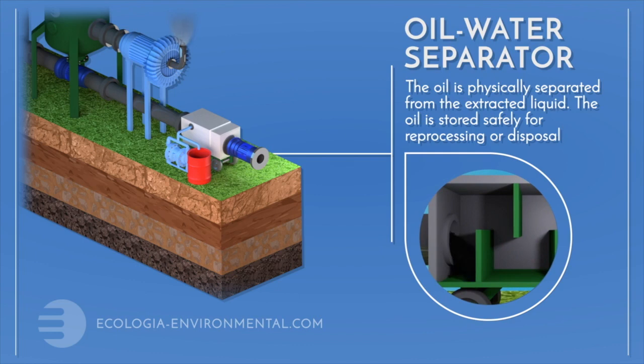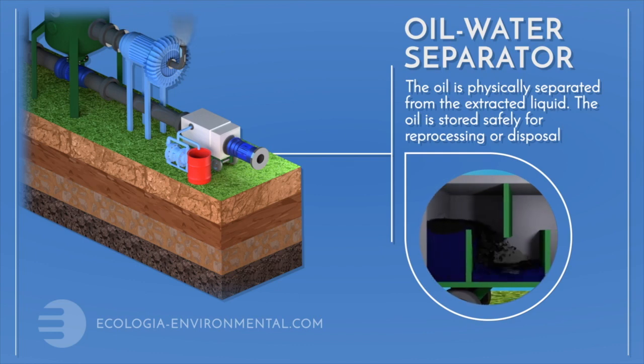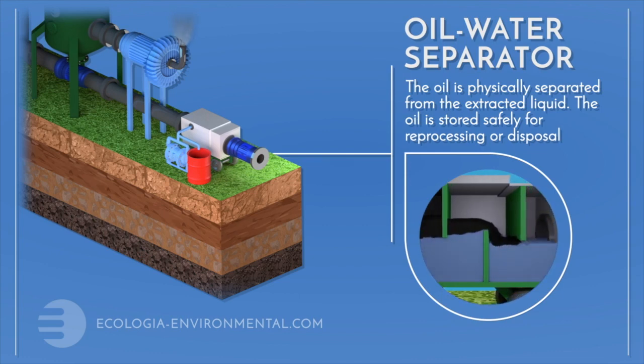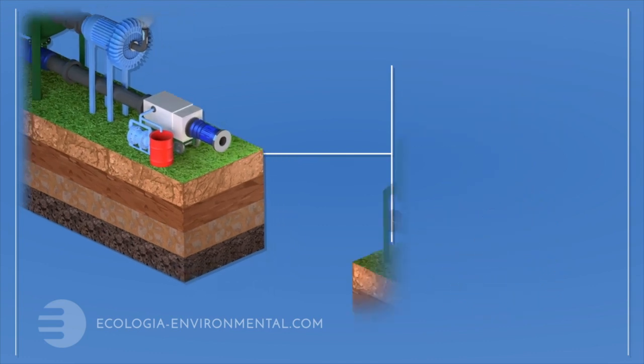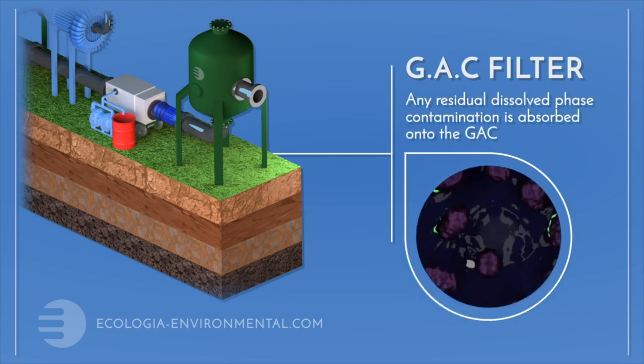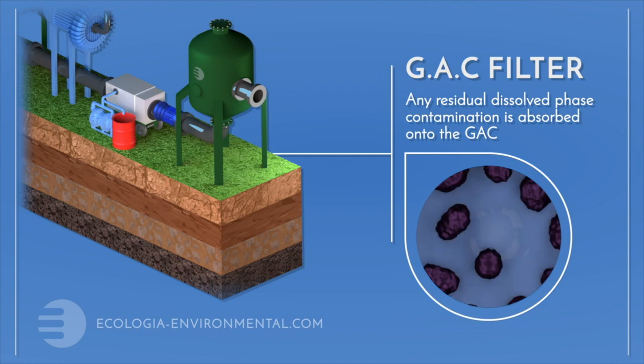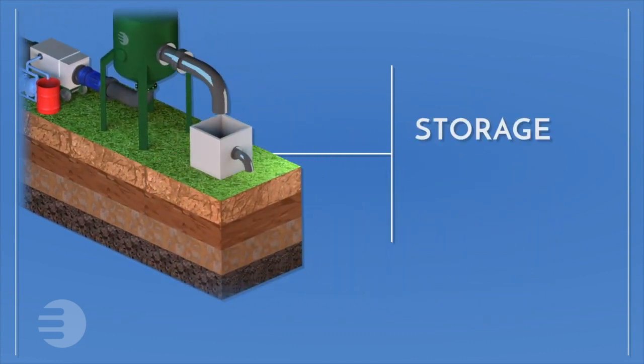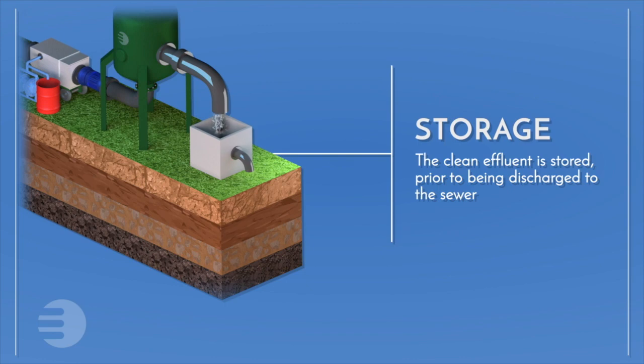Insoluble oils or solvents are separated from the groundwater. The oil can often be recovered and reprocessed, which adds to the sustainability of the technology. The groundwater is finally cleaned using a granular activated carbon filter to remove organic contaminants. Specialized filters can also be used to remove heavy metals and other contaminants. The groundwater is now tested to demonstrate that it meets appropriate standards before discharge to the sewer.